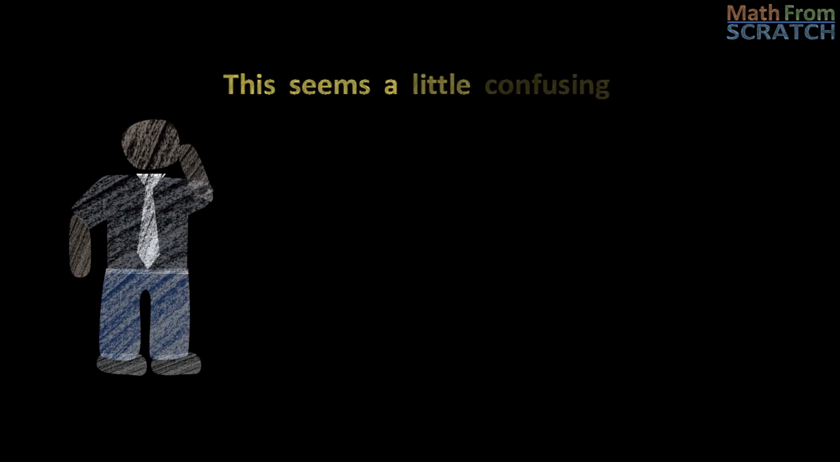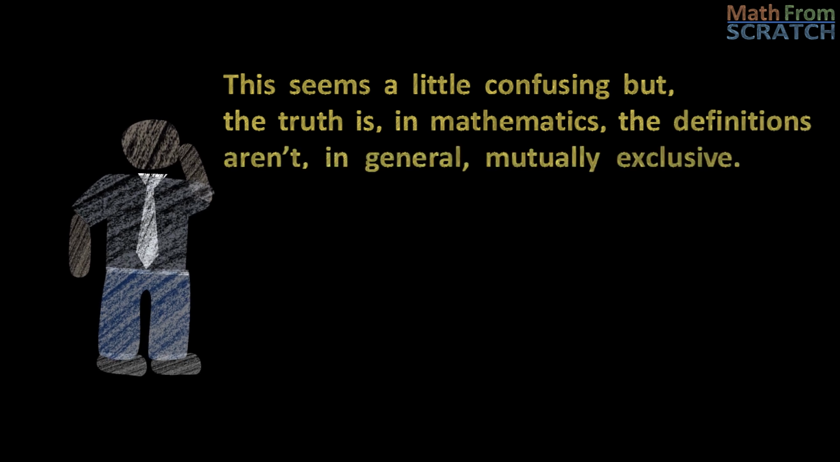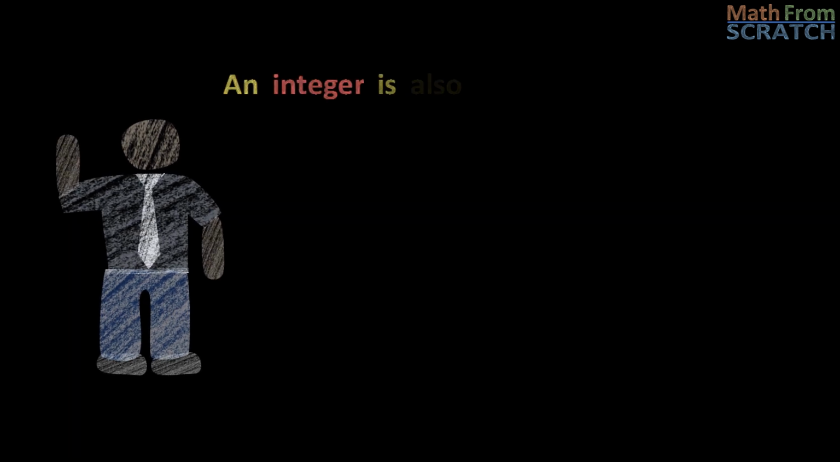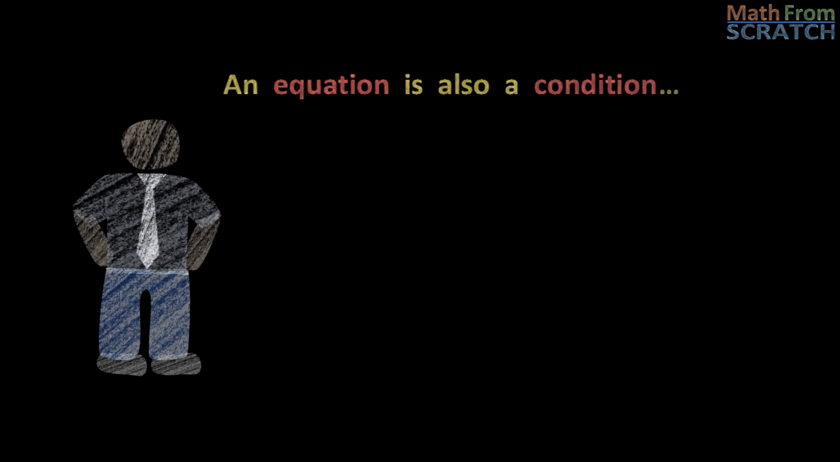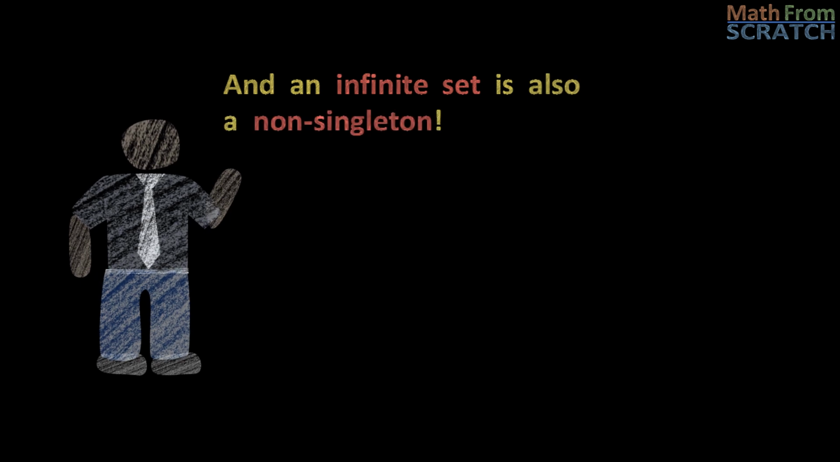This seems a little confusing, but the truth is, in mathematics, the definitions aren't, in general, mutually exclusive. A square is also a rectangle. An integer is also a rational. An equation is also a condition. And an infinite set is also a non-singleton.